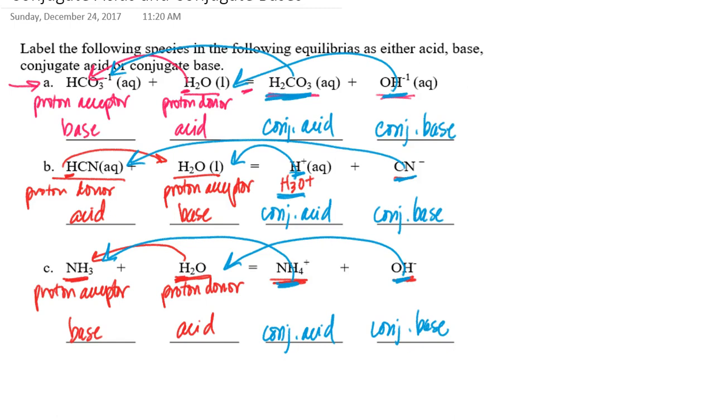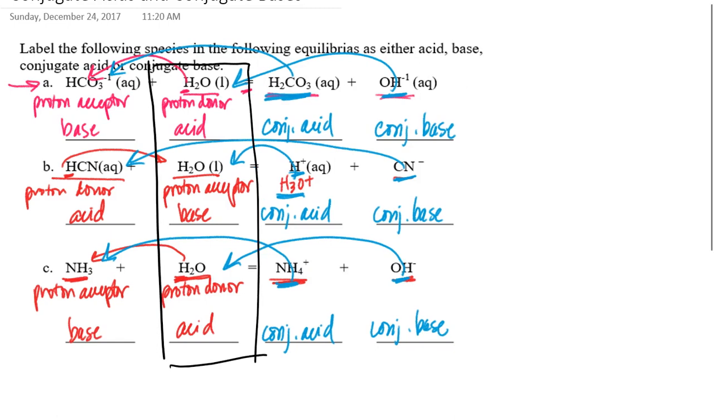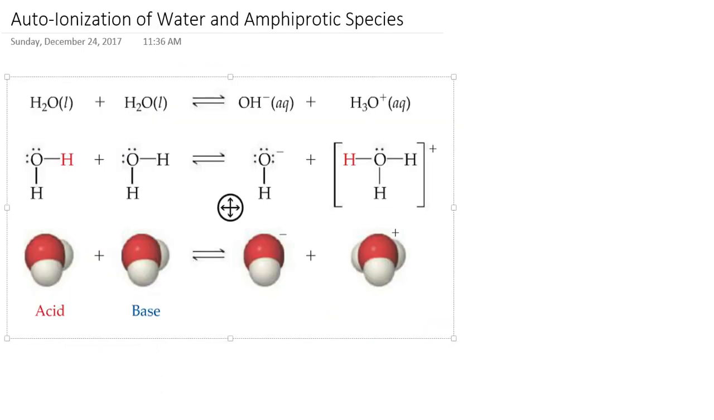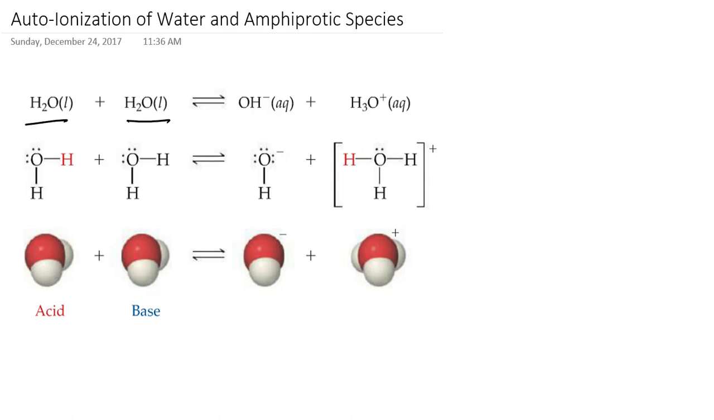But I wanted to call your attention to the fact that water's behavior is a bit unique. If you take a look within these three examples, here's water. And if you notice, water actually has the ability to act as both an acid as well as a base. And water's interesting acid-base properties don't just end there. Water is actually capable of interacting with itself to give hydroxide ions and hydronium ions.